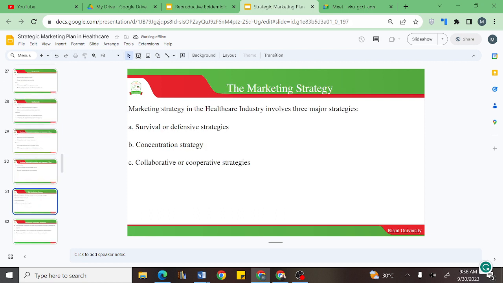Now, having understood these dynamics, you need to implement. You need to implement the strategy, having gathered all this information about the healthcare organization.